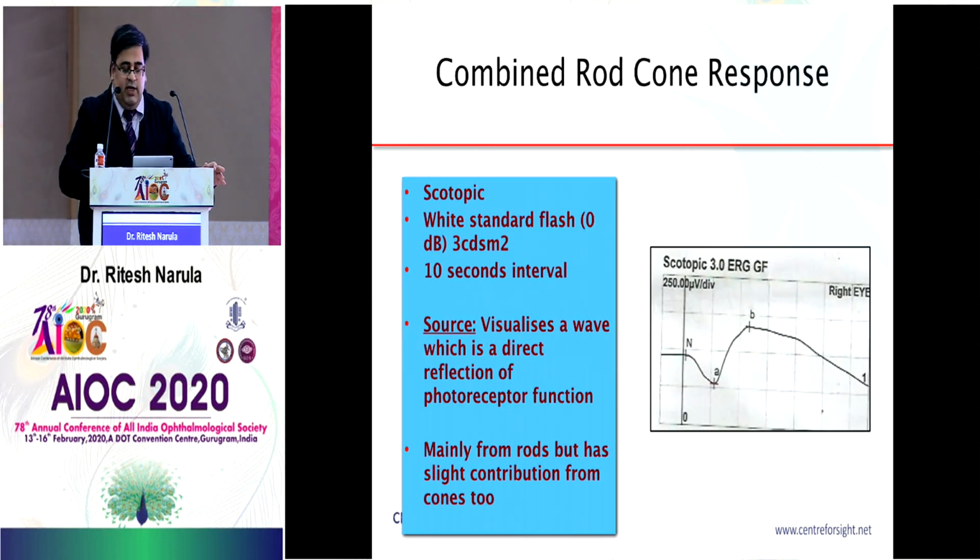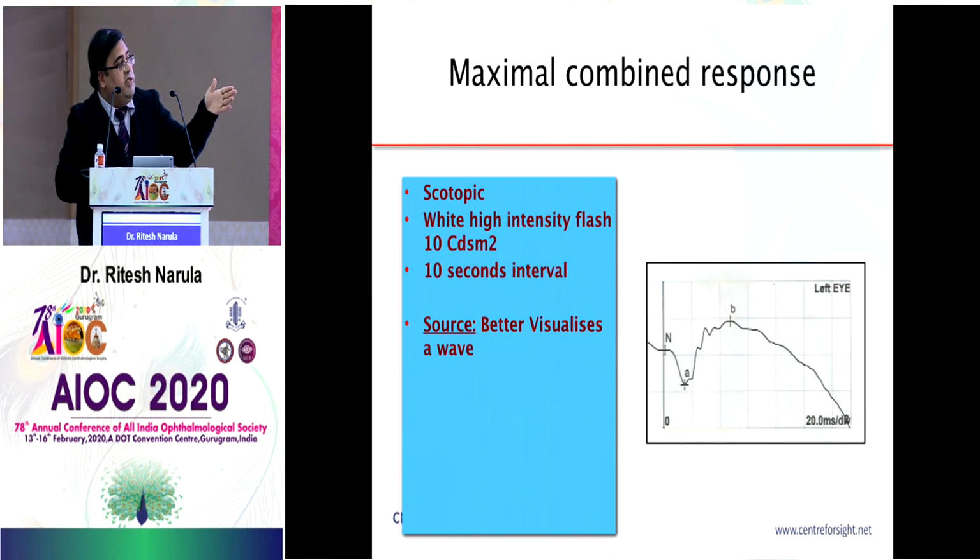As you increase the intensity of the flash, your A wave starts to come, and then you reach something called the maximal combined flash ERG, which is the best place to see your A wave. So you see on a low flash the B wave, on a high flash the A wave. A wave tells you about rod photoreceptor, B wave will tell you about rod bipolar cells.